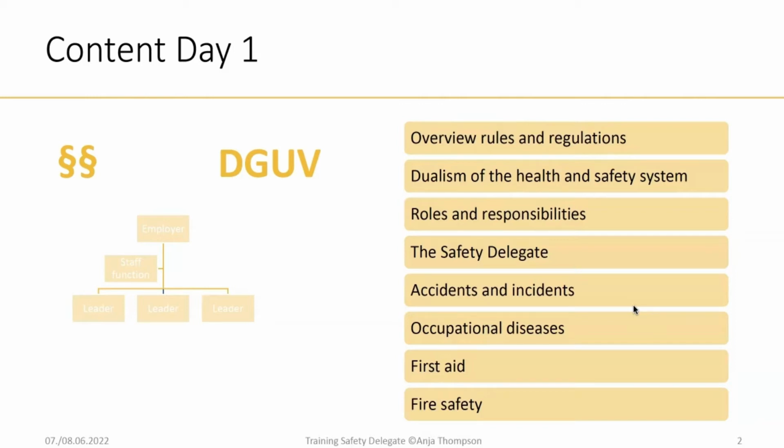Then the dualism of the health and safety system in Germany. That's quite unique in the world, so that's very important for you to understand as a safety delegate. Then the roles and responsibility in health and safety, including your role, but your role we look into a little bit more in detail afterwards. And that shall be when we finish for lunchtime. So the first 4 bullet points are for the morning to lunchtime.